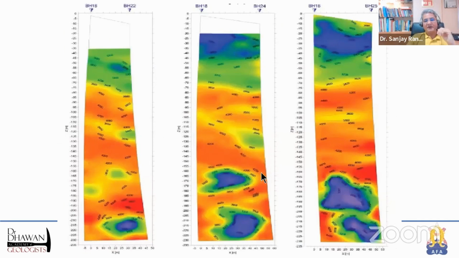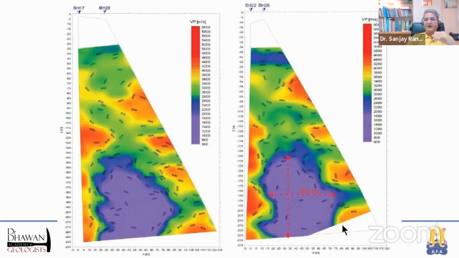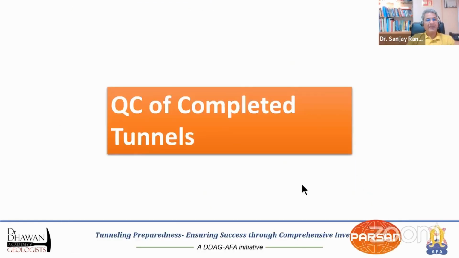Another example from a project where cavities were detected. Boreholes were as deep as 250 meters, and the distance between boreholes at one point was as high as 115 meters. And this entire cavity was mapped, and based on that, of course, filling was then done to rehabilitate this area.